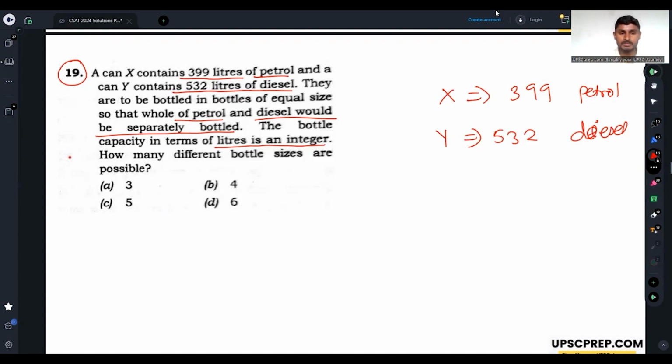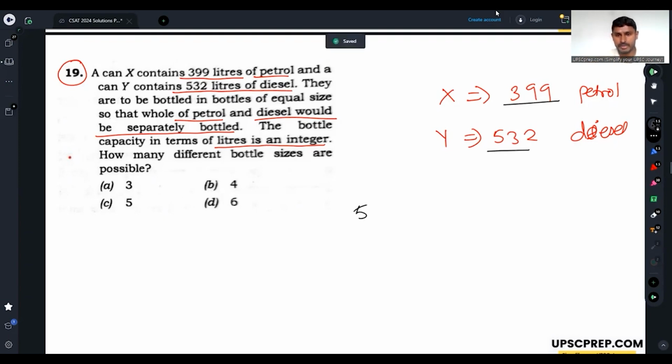How many different bottle sizes are possible? So the bottle size should be same for petrol and diesel. So how many sizes of bottles are possible? Okay, so we have to find out such a number which should divide 399 and 532 as well, because for petrol and diesel, we need to bring the same size of the bottle.